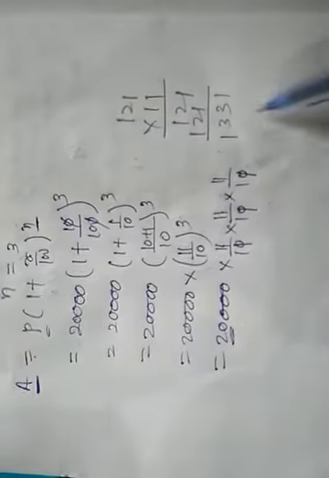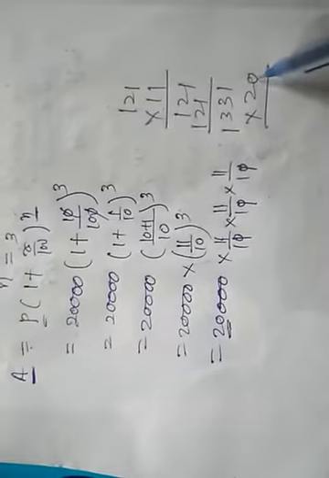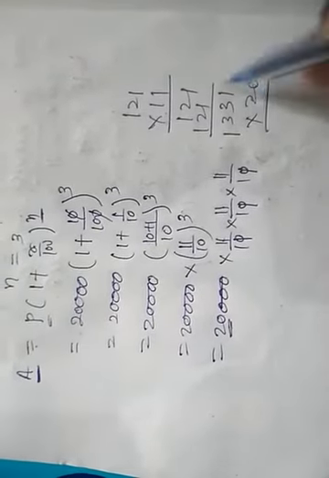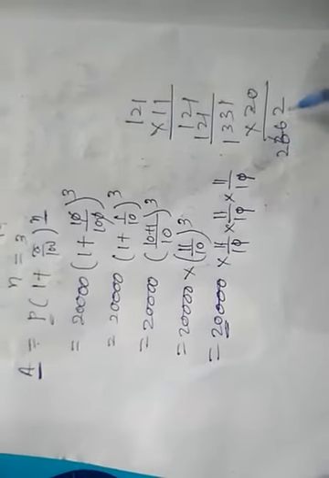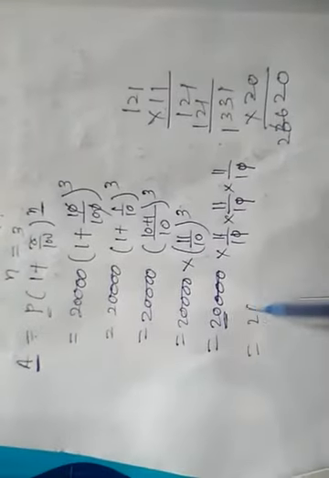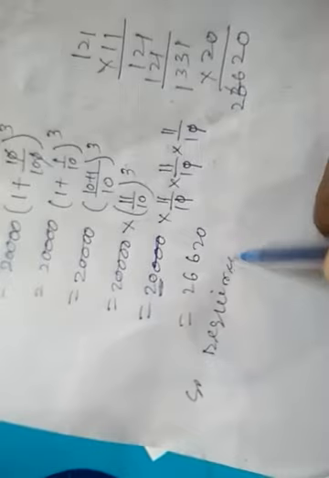Then multiply 20 into 1331. So you don't multiply the 0, you get 2 6 6 2, then put 1 0. So what is the answer? 2 6 6 2 0. So right. So the required amount is rupees 26,620.